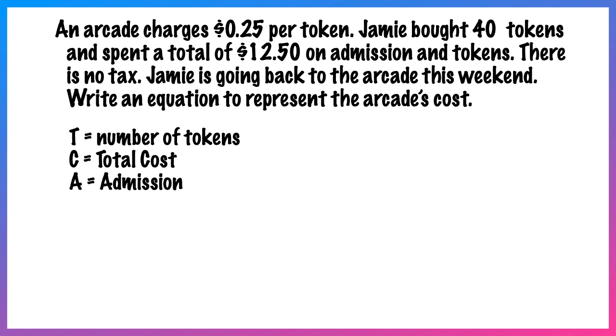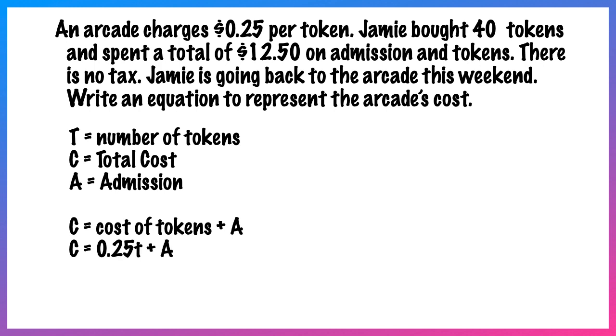Okay, so now we're going to try to set up an equation. My total cost, C, is going to be equal to the cost of the tokens plus that admission fee, which we said was A. Well, the cost of the tokens is 25 cents per token. So I can replace that cost of tokens with 0.25t. So that gives me C is equal to 0.25t plus A. Now we can take Jamie's specific case, plug those values in, and solve for A.